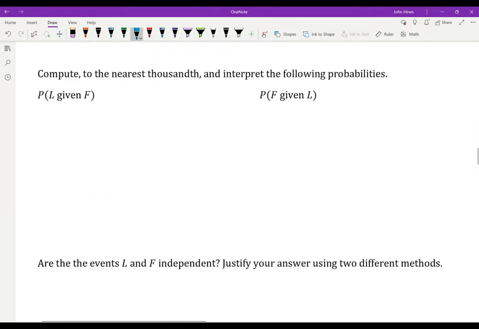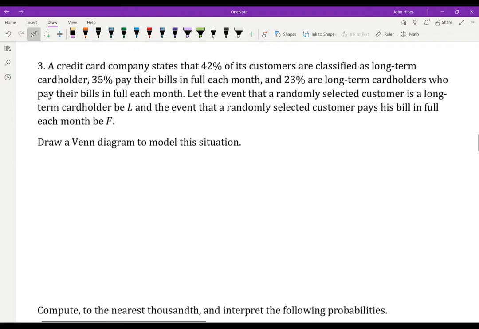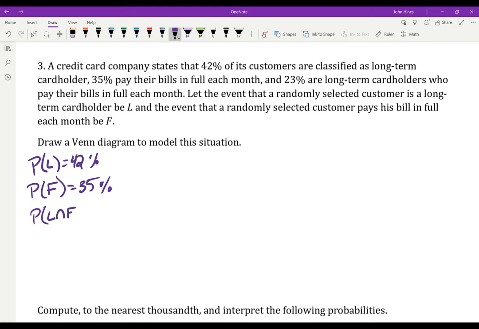All right, we got one more problem, and then we are done with this lesson, short and sweet. A credit card company states that 42% are long-term card holders. Long-term is 42%. 35% pay their bill in full. So the probability they pay their bill in full is 35%. And 23% are long-term card holders and they pay their bill in full. So long-term and pay in full is 23%.